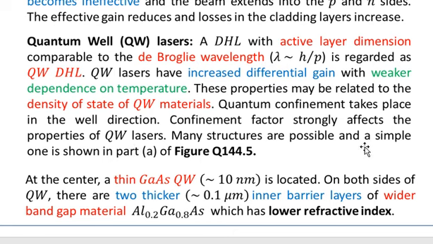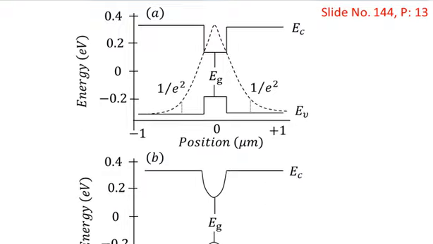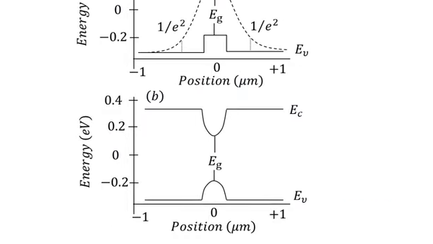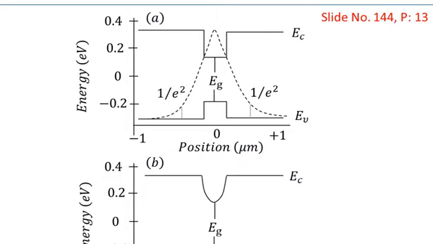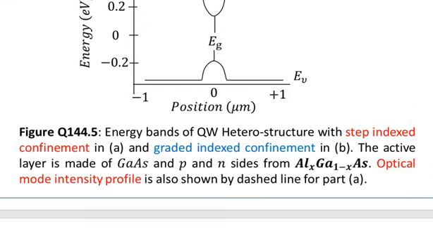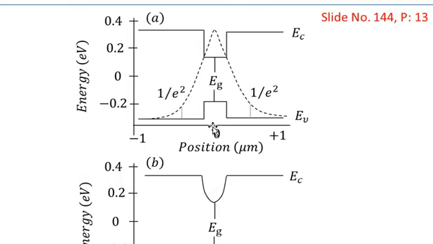Many structures are possible, and a simple one is shown in part A of figure number 5. So this is part A of figure number 5. Let me read the caption first. Energy bands of quantum well heterostructure with step indexed confinement in part A. You can see that this is a step indexed confinement. You can see a step over here, and similarly a step over here.